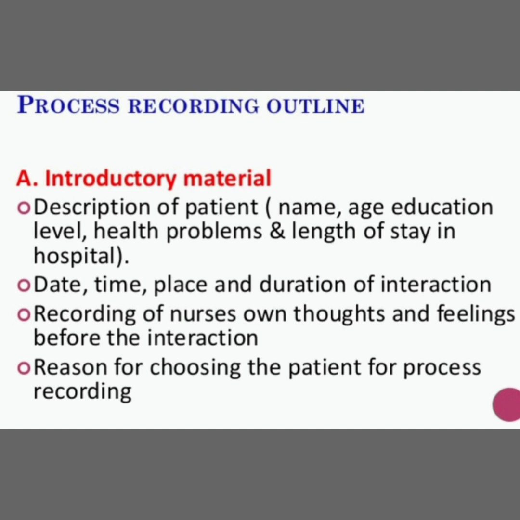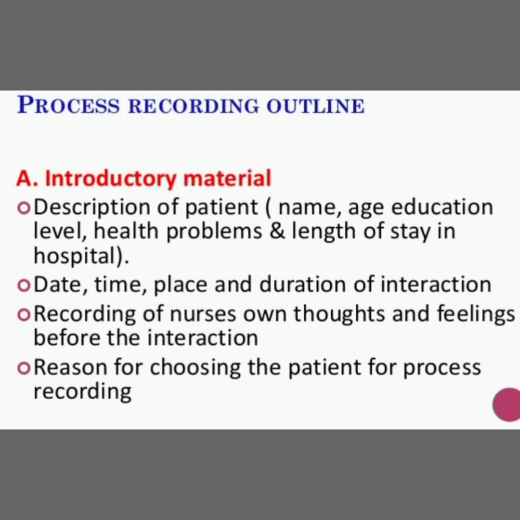So what does the introductory material include? It is all about the patient's preliminary information. That is the description of the patient, like name, age, sex, educational status, health problems, or length of stay in a hospital. So IP number, date of admission, address. You can write all the details: religion, caste, area of living, rural or urban, or educational status. You can write all that preliminary information about the patient.